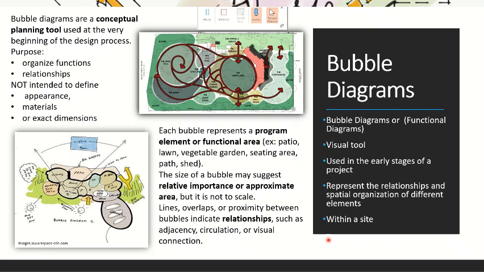Their purpose is to show you organizational relationships, explore relationships, figure out adjacency, and how general flow across the site is happening. At this moment, you should think about the client's wishes. You should think about a site inventory and a site analysis, and you are going to create a bubble for each item on your list.